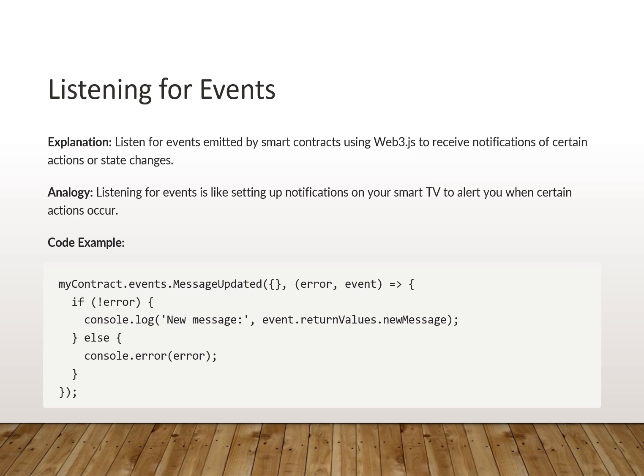The code listens for the MessageUpdated event emitted by the contract. The (error, event) is a callback function that handles the event or error. Then the code has an if statement. If there is no error, then console.log logs the new message from the event's return values. Else it shows an error and logs the error to the console.